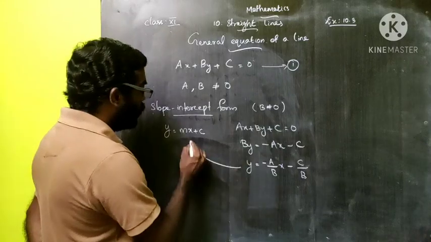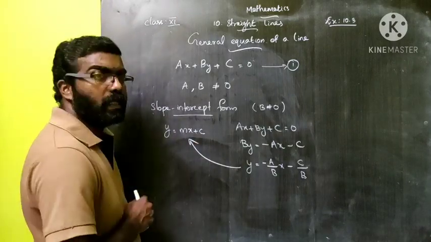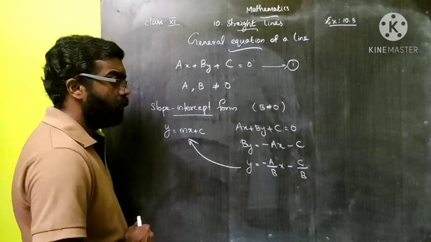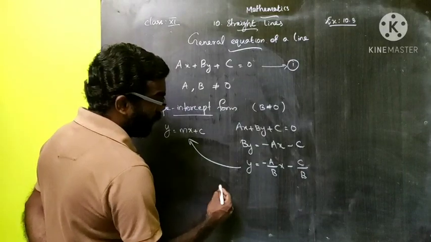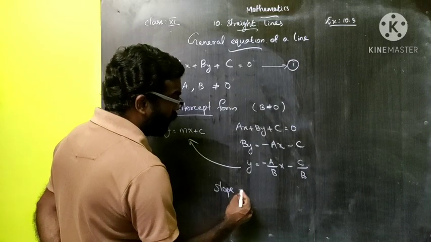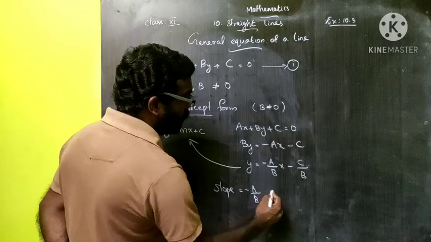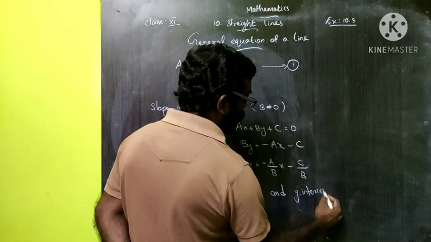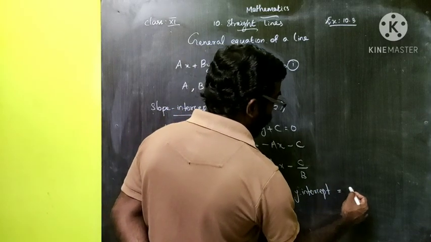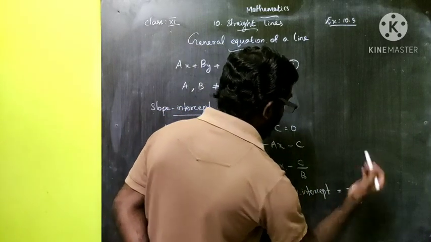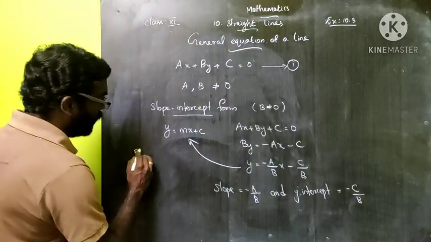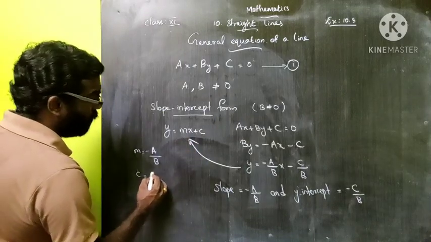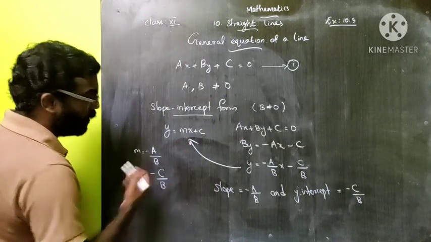Now we can compare these two. y is equal to mx plus c. Here y is equal to minus a by b x minus c by b. And from this we can write the slope is equal to minus a by b, and y-intercept is equal to minus c divided by b. Or m is equal to minus a by b and small letter c is equal to minus capital C by capital B.